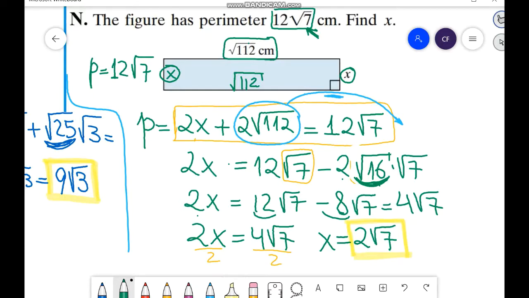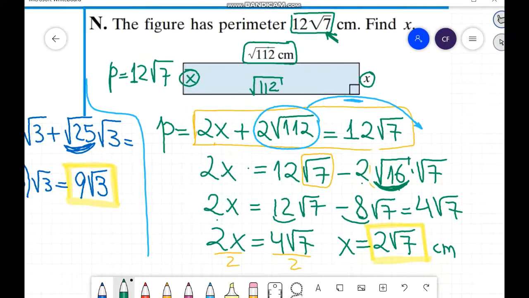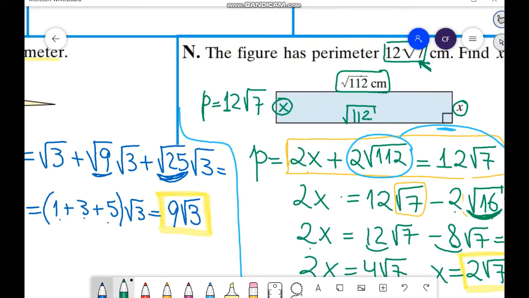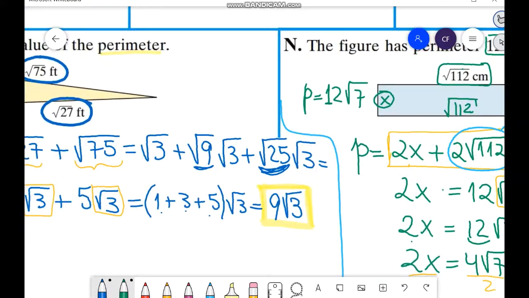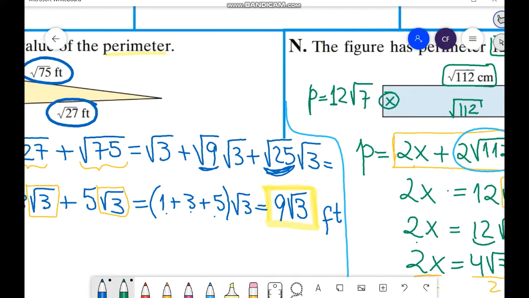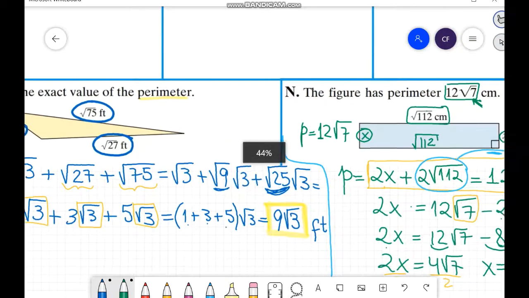Remember that both problems, M and N, have units. This is centimeters. And letter M is going to be feet. But you don't need to type the units. The units are already given by the question. Okay? When you fill out the forms, the unit is already there.